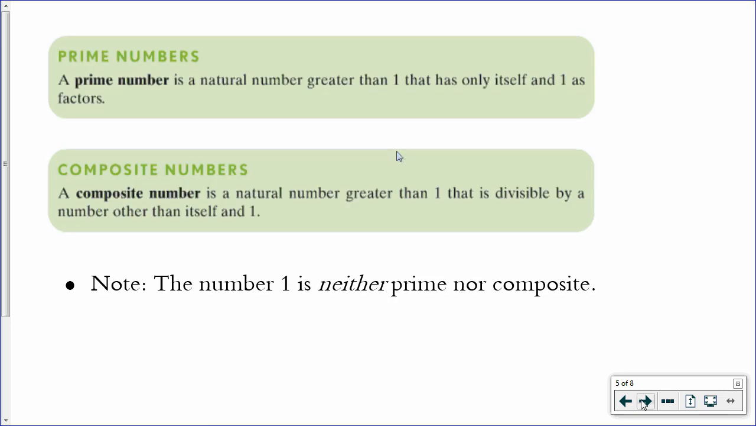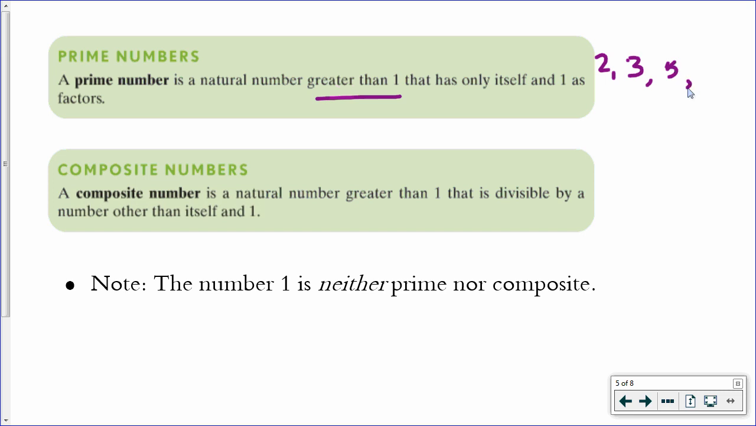Further definition, so prime numbers. A prime number is a natural number, which we've already defined, greater than 1, that has only itself and 1 as factors. So important that it's greater than 1. And it's important that, of course, a prime number has only itself and 1 as factors. So if I'm thinking about a prime number, I'm thinking like 2 is a prime number, 3 is a prime number, 5 is a prime number. And notice I skipped over 4 because 4 has itself, also 1, and also 2.